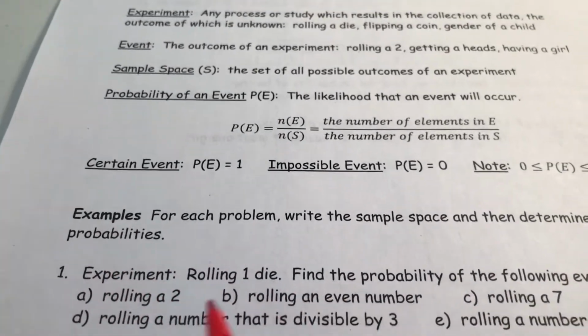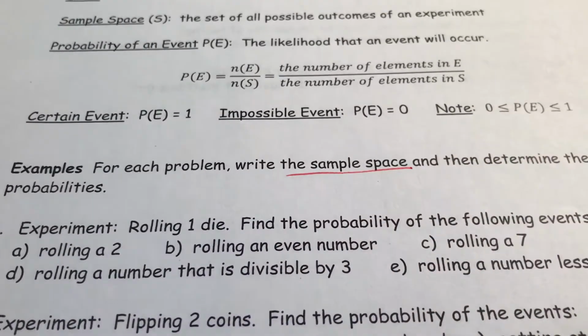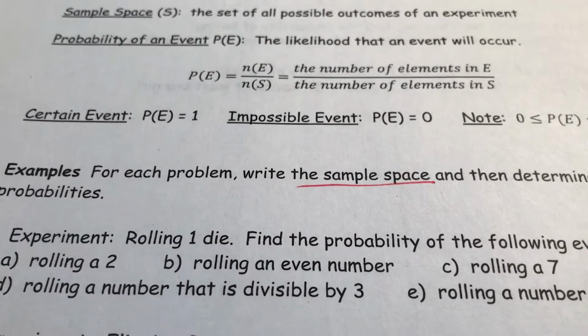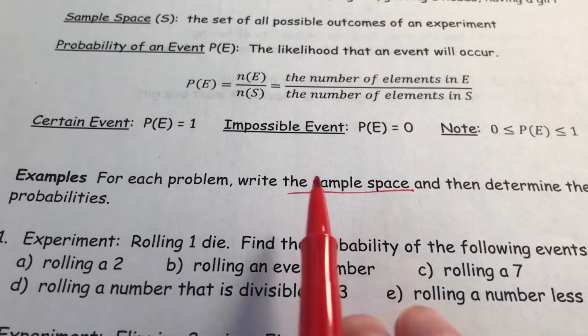All right, here we go. Examples. For each problem, write the sample space. I've got to remember to do that for each problem. And then determine the probabilities. So let's take a look at the first one. Our experiment is rolling 1 die. So we need to find the sample space. So here I've got it.